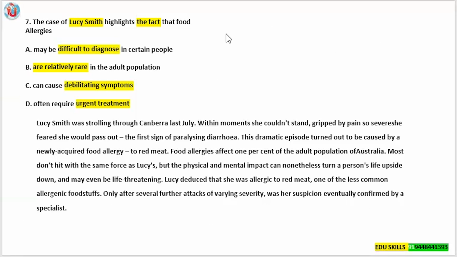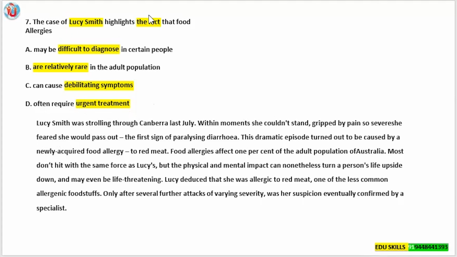ഇപ്പോൾ നമ്മൾ ടെക്സ്റ്റ് വായിച്ചതിന് ശേഷം നെക്സ്റ്റ് നമ്മൾ ആൻസർ ഓപ്ഷൻസ് വായിക്കാം. Answer option A, may be difficult to diagnose in certain people. Keyword is difficult to diagnose. Answer option B, are relatively rare in the adult population. Keywords are relatively rare. Answer option C, can cause debilitating symptoms. Keywords are debilitating symptoms. Answer option D, often require urgent treatment. Urgent treatment are the keywords.